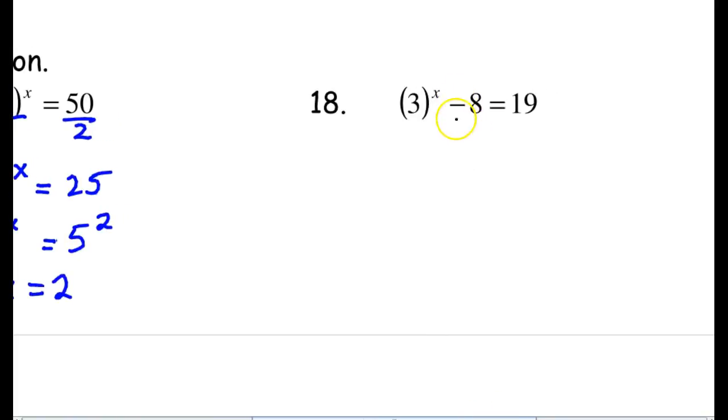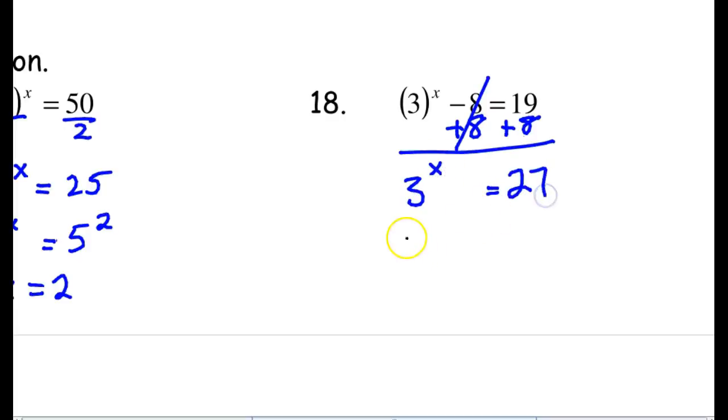So lastly, we have a subtraction here on this one. So undo that by adding. So 3 to what power is going to equal 27? All right. So 3 to what power equals 3 to the third? Yeah, 27 is 3 to the third. So we have x equals 3. And that's how you solve those algebraically.